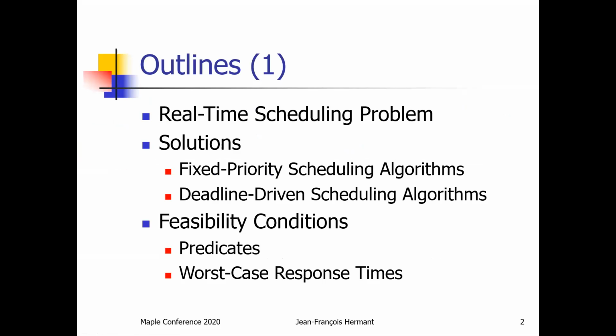This talk is devoted to the study of real-time scheduling problems that arise when considering a processor. I'll start with the presentation of the problem. What are the assumptions? What are the properties that we want to achieve? I'll present the solutions to this problem. We'll see that there are two main classes of solution, those based on fixed priority scheduling algorithms and those based on deadline-driven scheduling algorithm. Then I'll present the associated feasibility conditions. We'll see that this feasibility condition can be based on predicates and or on worst-case response times.